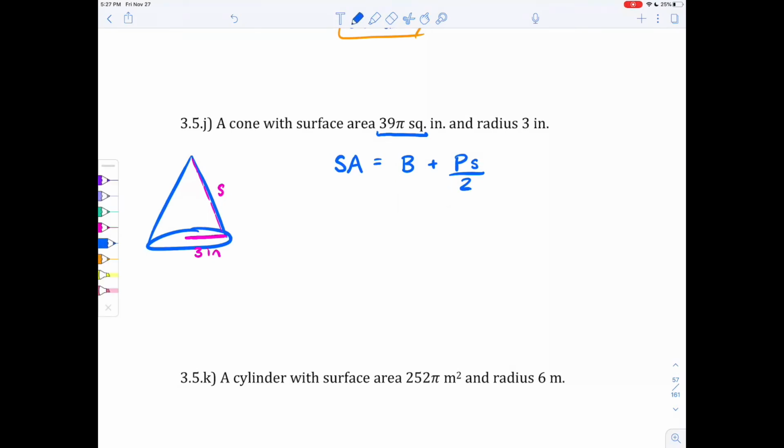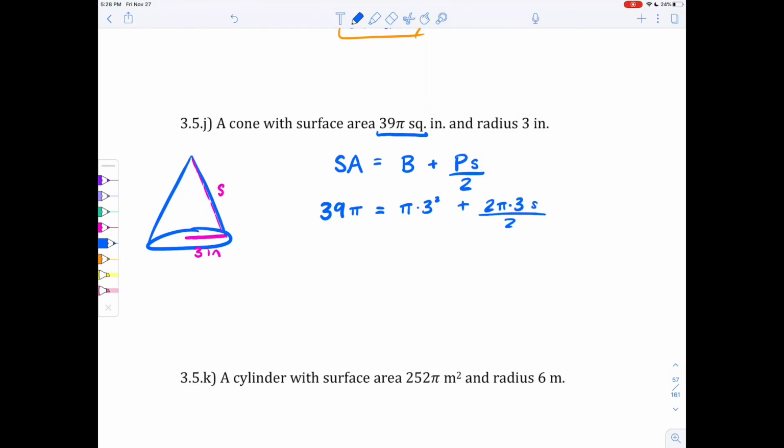So what I'm going to do, similar to what Mr. Athai did, is start plugging in these values. Instead of surface area, I'm going to plug in 39 pi. For my area of the base, I know that's pi r squared, so pi stays as pi. Radius is 3, so I have pi times 3 squared. For the perimeter of my base, my capital P, I have 2 times pi times r, and my r is 3. And of course, I still have my s for my slant height that I'm trying to find, and I still have that divided by 2.